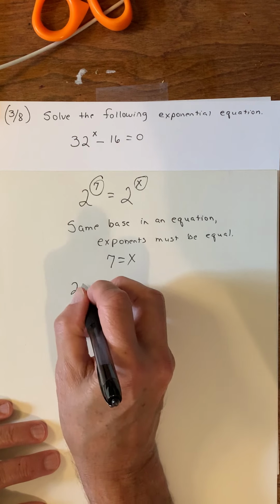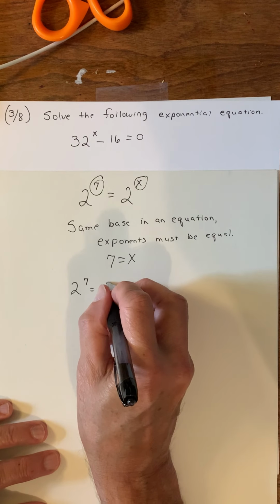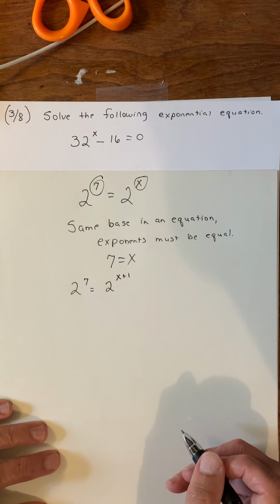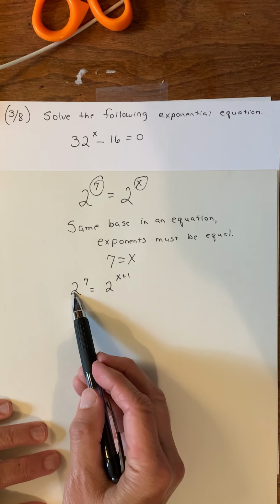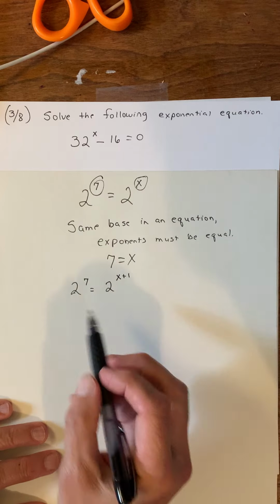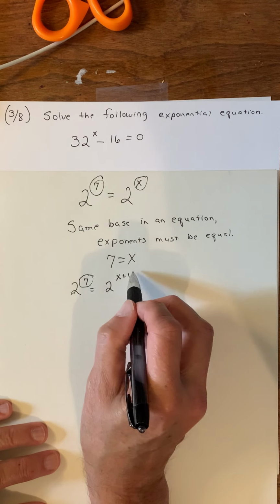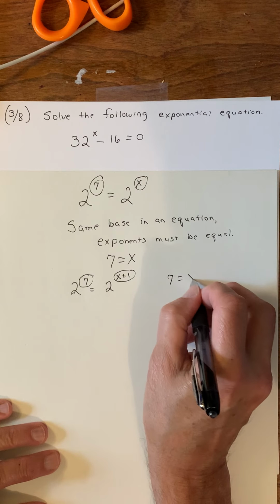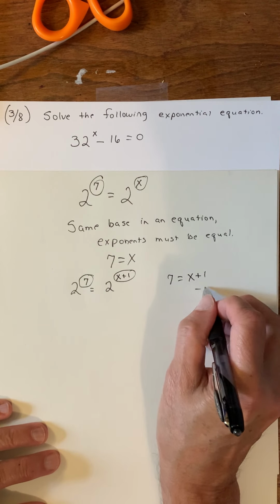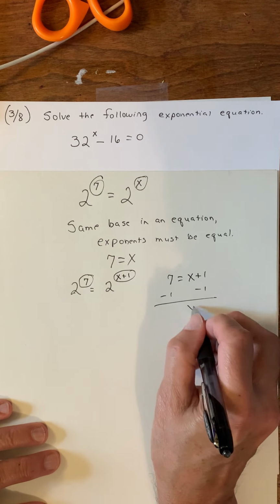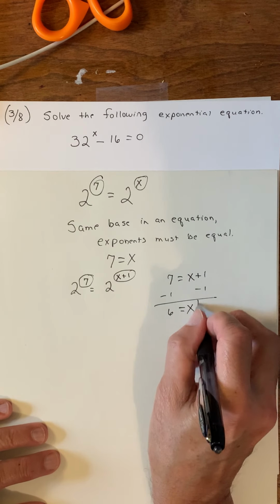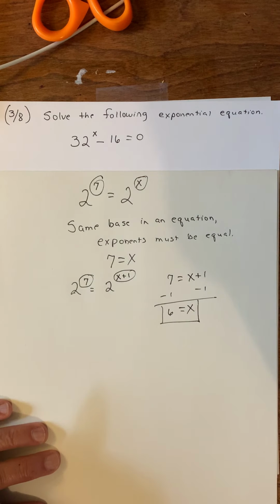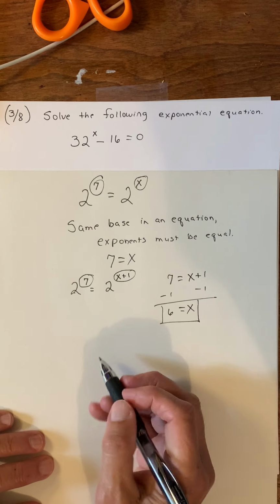Well, how about if it's a little more sophisticated than that? How about if you had 2 to the 7th equals 2 to the x plus 1? Same thing. I've got the identical bases. That means my exponents must be the same. So 7 must equal x plus 1. Subtract 1 from both sides. X must be 6. Hey, I solved the equation. I found out what x is. It can get more sophisticated.